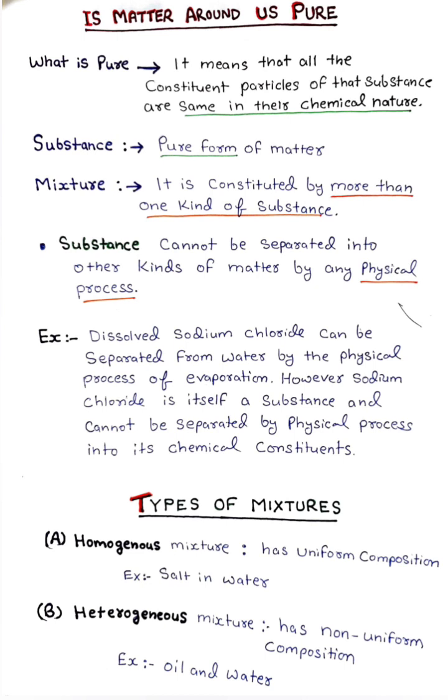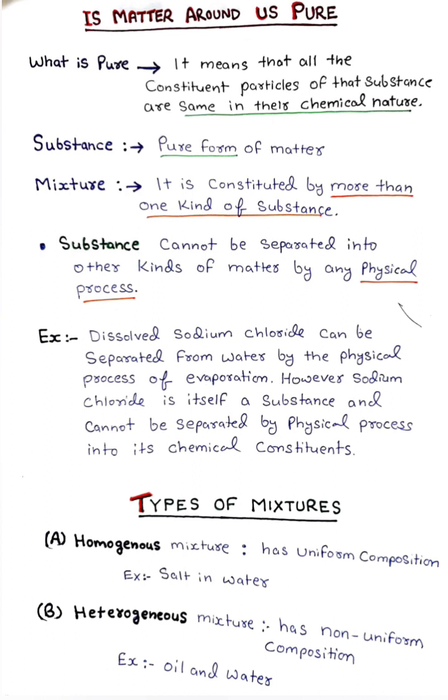To understand this, there is an example. Dissolved sodium chloride can be separated from water by the physical process of evaporation. Here the physical process is evaporation. By means of evaporation, you only separate the sodium chloride from the water, but the chemical composition of the sodium chloride has not changed.